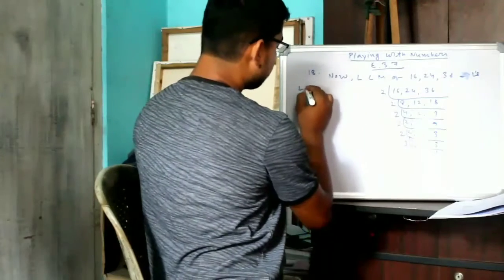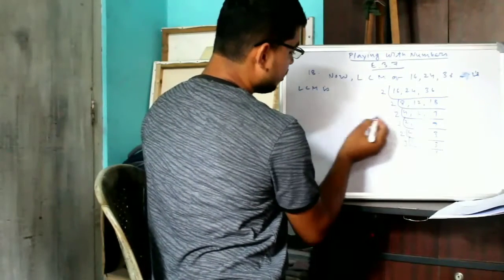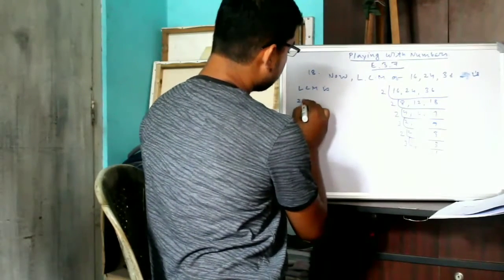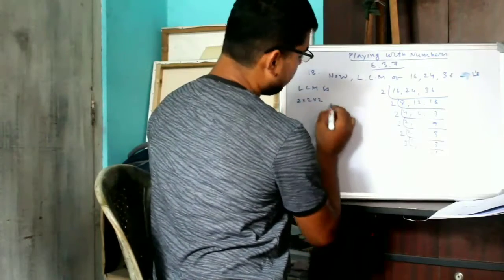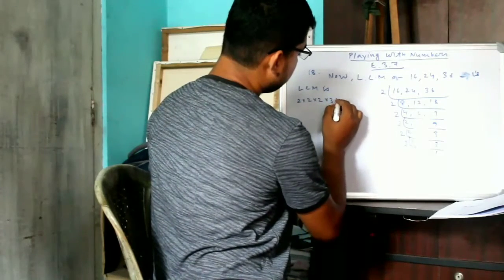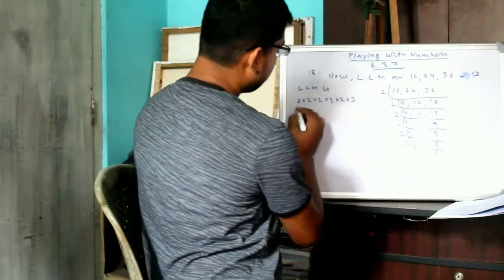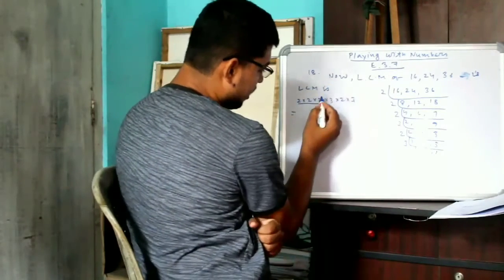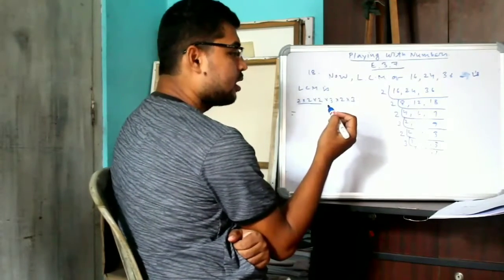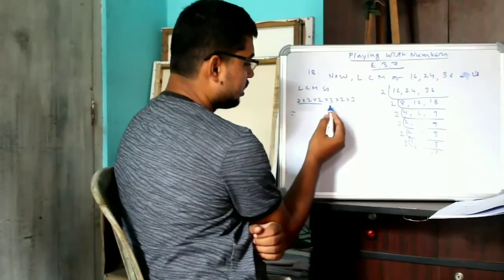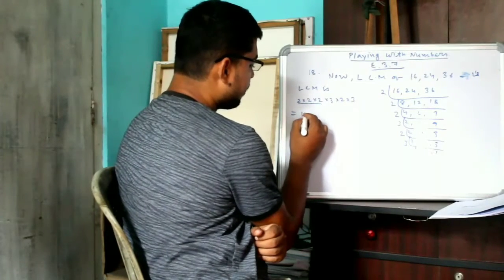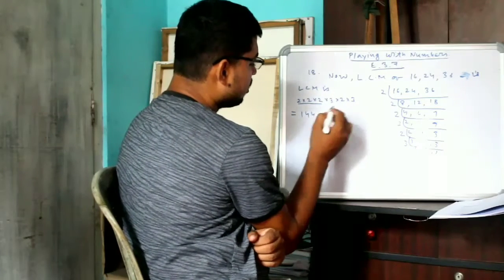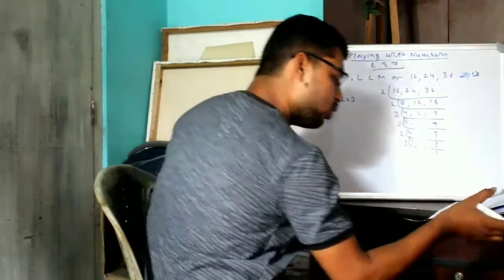The LCM is 2, 2, 2, 2, 3, 3. Now see, the LCM is 2 into 2, 4; 4 into 2, 8; 8 into 2, 16; 16 into 9, 144.